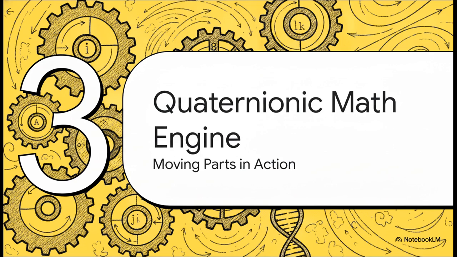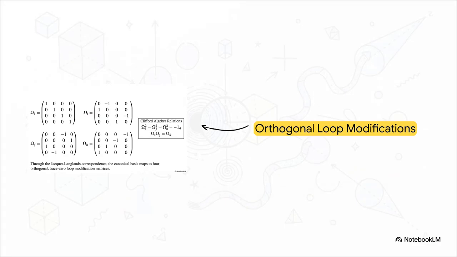Which brings us to part 3. The quaternionic math engine. Here is where we really build the engine. Our canonical basis maps perfectly to 4 specific conformal phase rotation matrices, omega 1, omega i, omega j, and omega k. Through that Jacquet-Langlands correspondence we just looked at, these 4x4 matrices act as our orthogonal trace zero loop modifications.